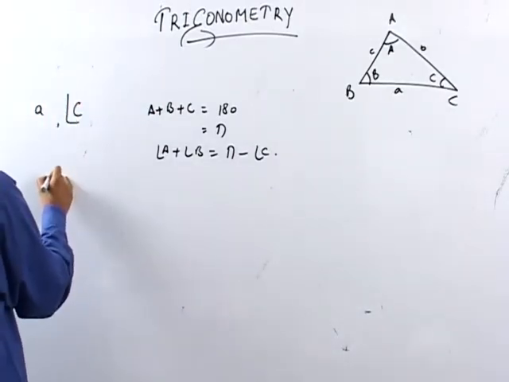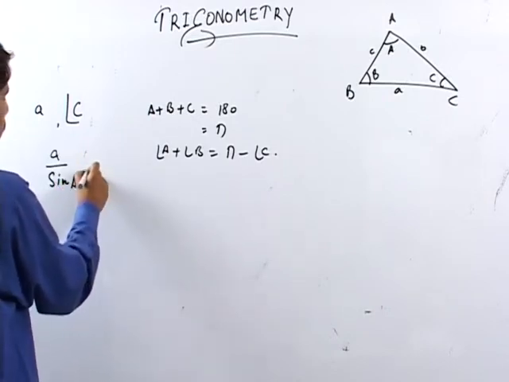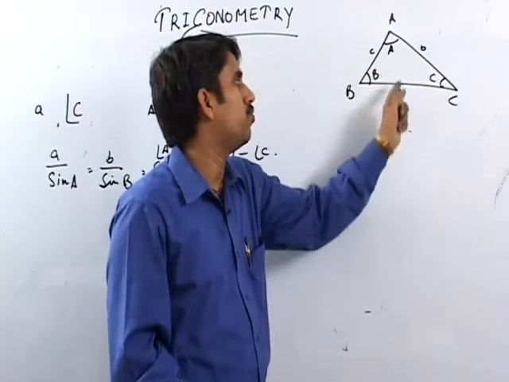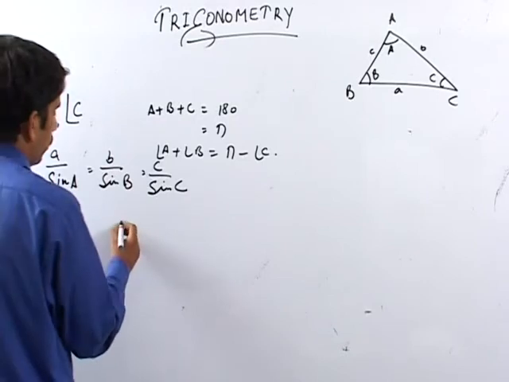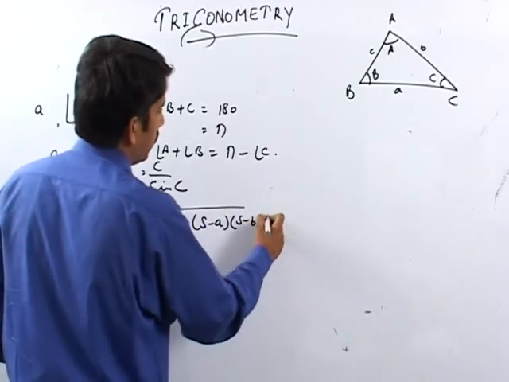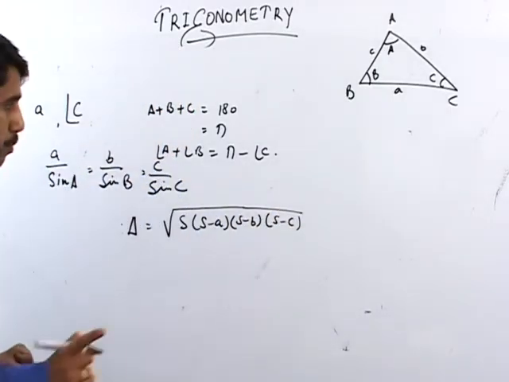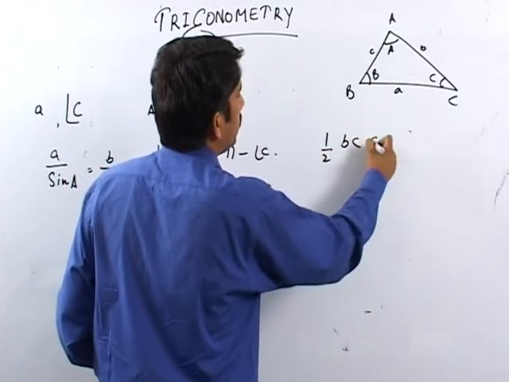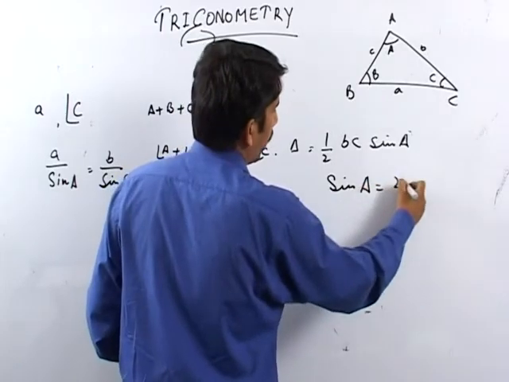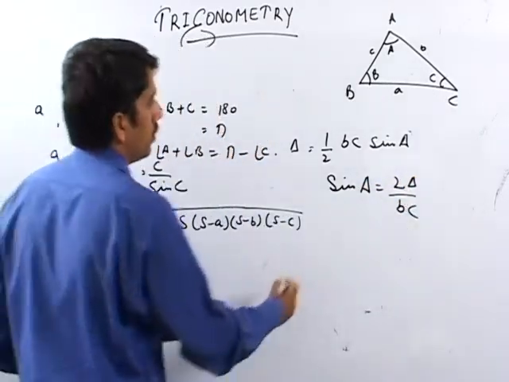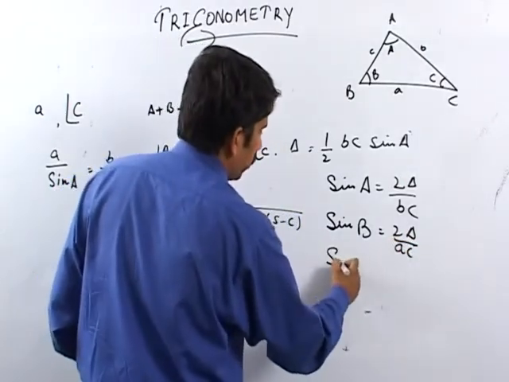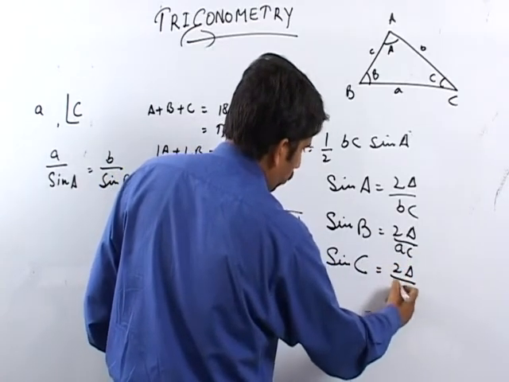And sides you can find out from the sine formula, which is A over sine A is equal to B over sine B is equal to C over sine C. Suppose you are given these three sides and you have to find out these three angles, then you will find them by the relation. First of all, you find out area, which is equal to under the root S into S minus A, S minus B, S minus C. Now you know the property that area is equal to half of BC sine A. From here you can find out sine A, which is equal to twice the area over BC. In a similar pattern, sine B is equal to twice the area over AC, and sine of angle C is equal to twice the area of the triangle over AB.